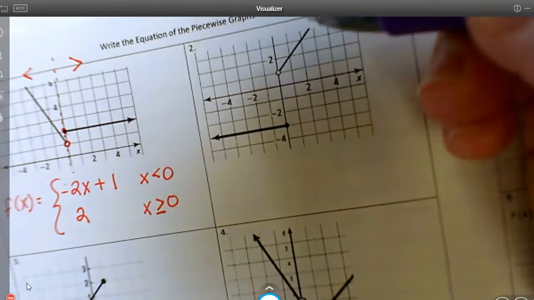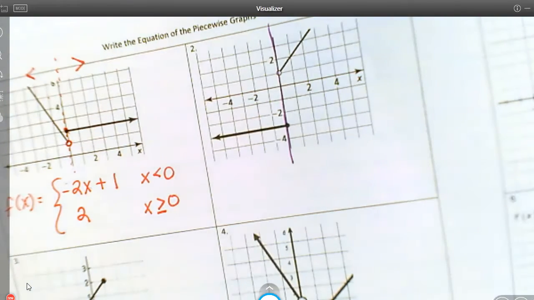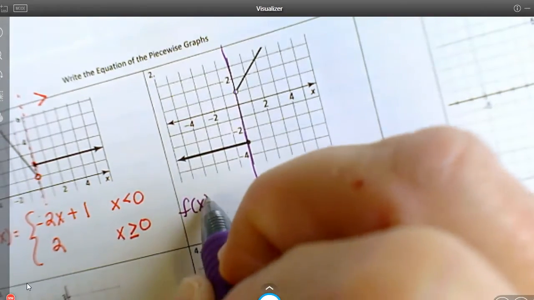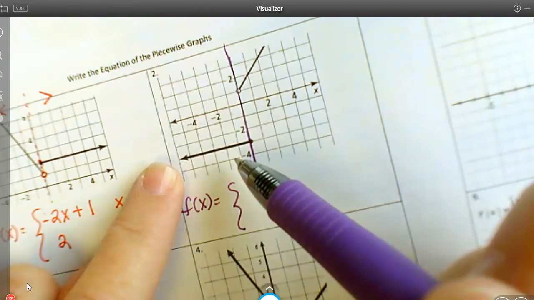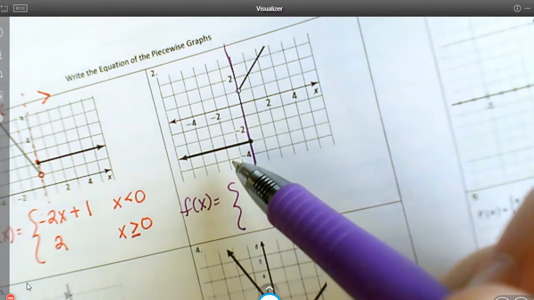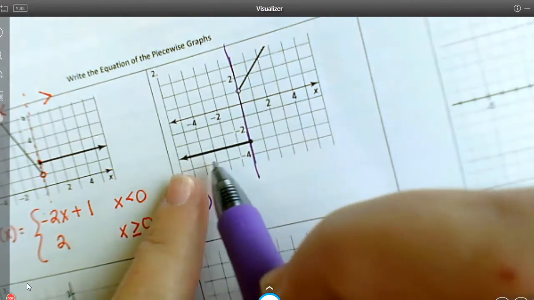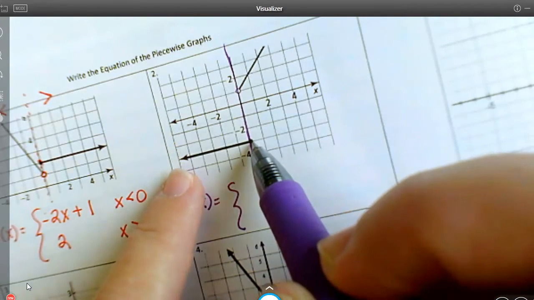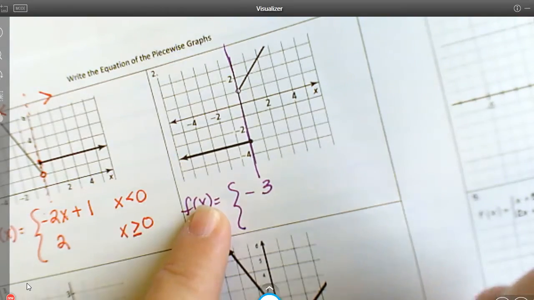Alright, on number 2, so this is the place where it changes. So I'm thinking about those two pieces on either side of that line. So we've got f of x equals, alright, I always just start on the left of the line just because I like to do the left one and the right one. Sometimes they switch it and it doesn't matter. But to the left of the line, the slope is just 0, but where is it located? Negative 3. So that would be a negative 3 on that one.